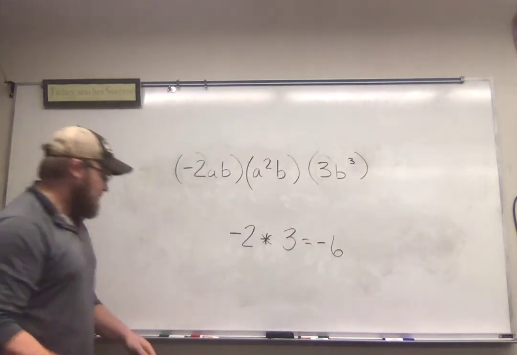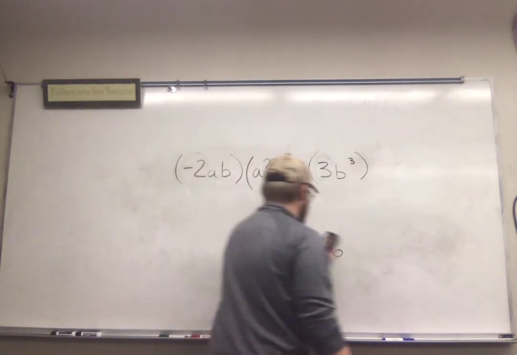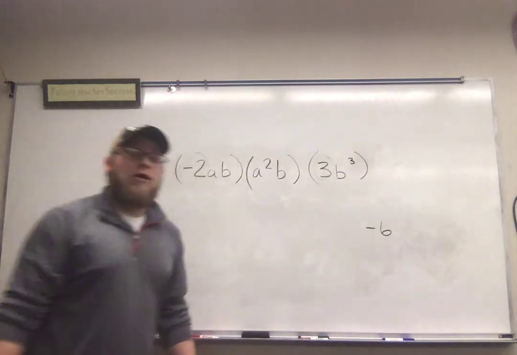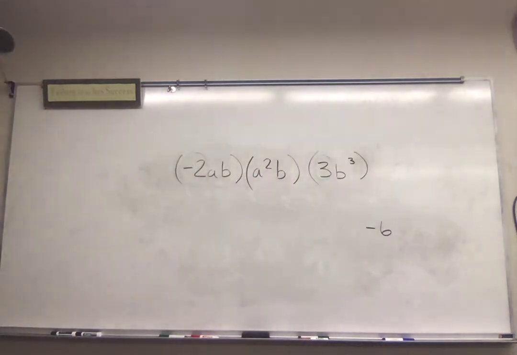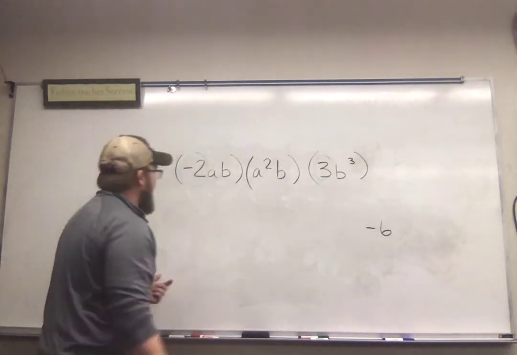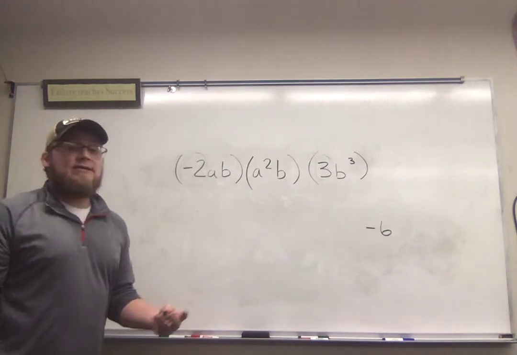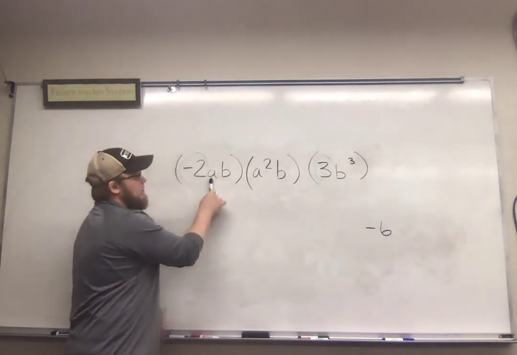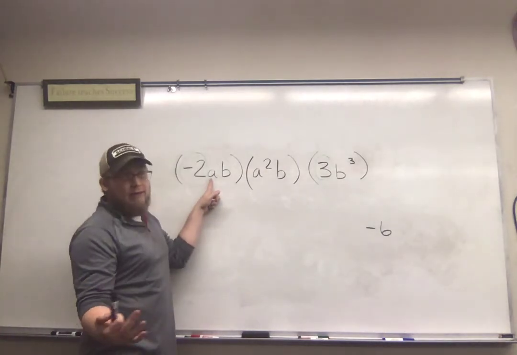So we combined the numbers there. We multiplied them. I'm going to erase this. And I'm going to start an answer over here. And we know our answer is going to have negative 6 in it. We just got to figure out the rest still. Now, let's combine the A's and the A's and the B's and the B's. We'll do the A's first. So the first one we look at, we have an A. How many A's do we have here? We have 1.